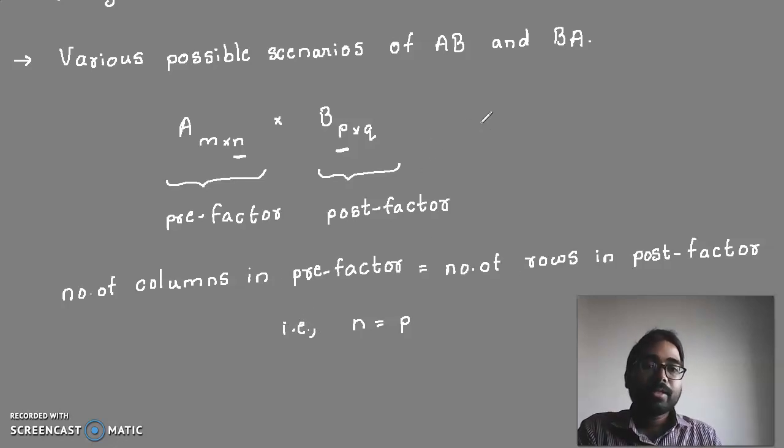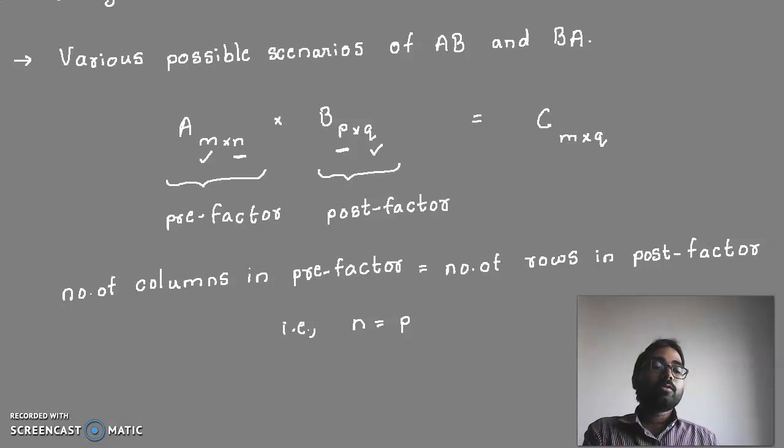Now what is going to be the result of this product? The result is going to be another matrix, call it C. The order of matrix C is going to be m by q, that is the number of rows in the prefactor and the number of columns in the postfactor. So this is how matrix multiplication works. The product of two matrices is defined only when the number of columns in the first matrix is equal to the number of rows in the second matrix. The resultant matrix is of the order number of rows in the first matrix by number of columns in the second matrix.